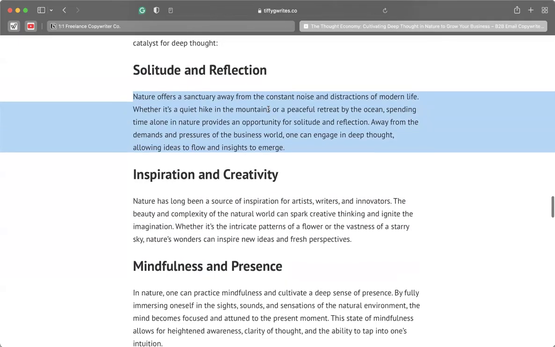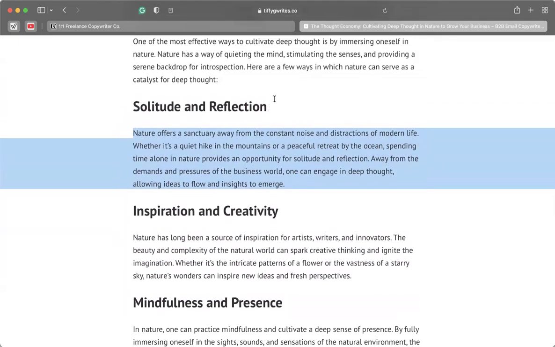Nature offers a sanctuary away from the constant noise and distractions. Whether it's a quiet hike in the mountains or a peaceful retreat by the ocean, spending time alone in nature provides an opportunity for solitude and reflection away from the demands and pressures of the business world.